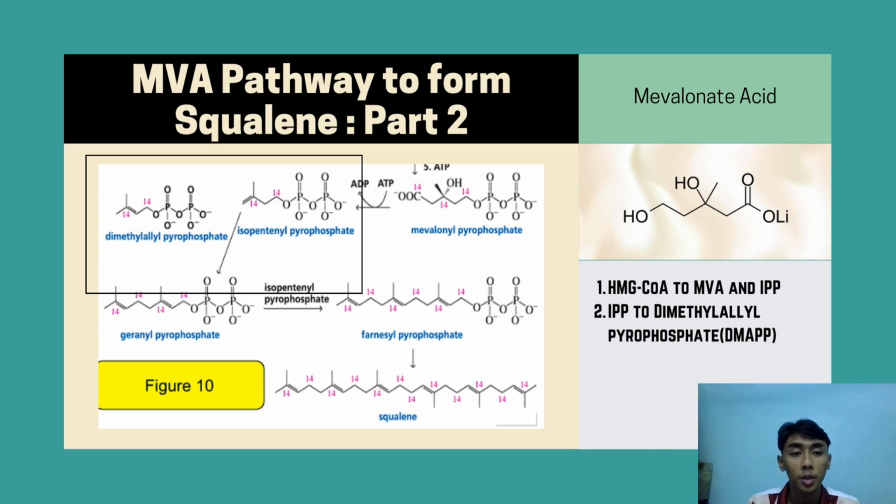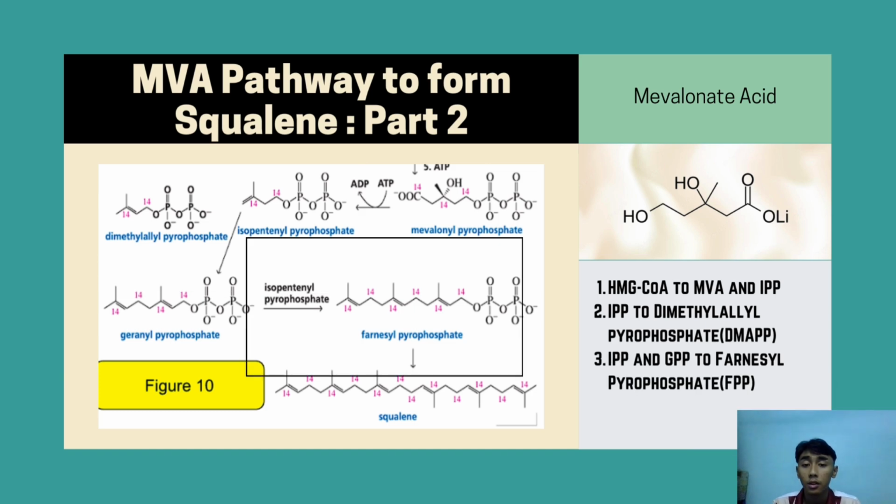For the next one, IPP will isomerize to dimethylallyl pyrophosphate, which is DMAPP, where IPP and DMAPP are the building blocks for squalene synthesis. For the next one, we will use knowledge that we learned last semester, which is carbonyl compound chemistry, where IPP and DMAPP combine together to form geranyl pyrophosphate, which is GPP, and then it will combine with another IPP molecule to form farnesyl pyrophosphate, which is FPP, through the enzyme farnesyl pyrophosphate synthase.